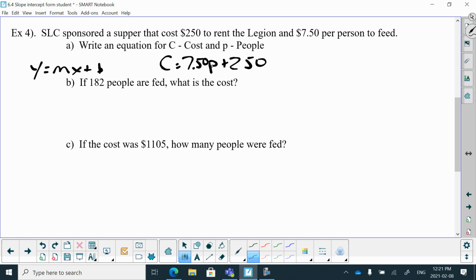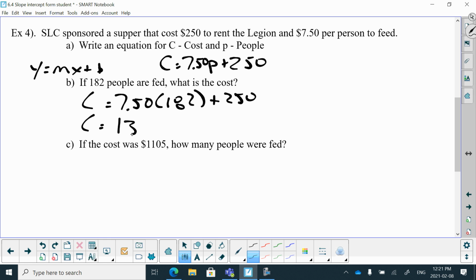750 times 182 plus 250 equals C. We have our calculators to help us out, so what's 750 times 182? $1,365. 1,365? Yep.